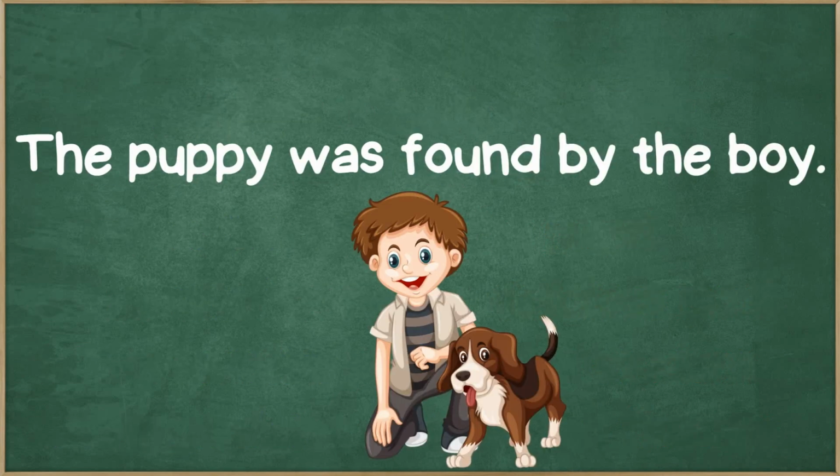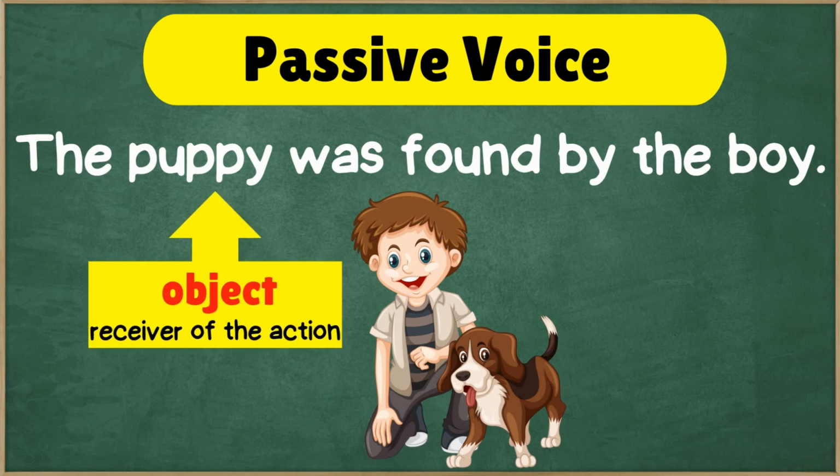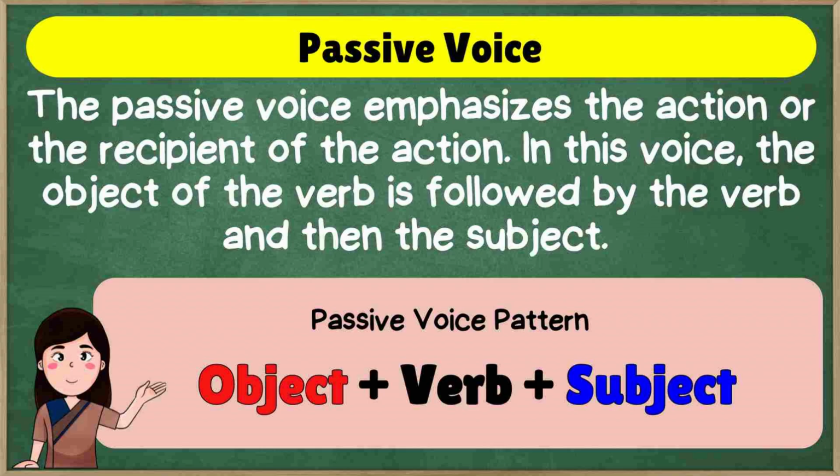Let's read the sentence. The puppy was found by the boy. This sentence is in the passive voice. Notice how the puppy, which was the object in the active sentence, is now the subject in this passive sentence. The passive voice emphasizes the action or the recipient of the action. In this voice, the object of the verb is followed by the verb and then the subject. The pattern is object plus verb plus subject.